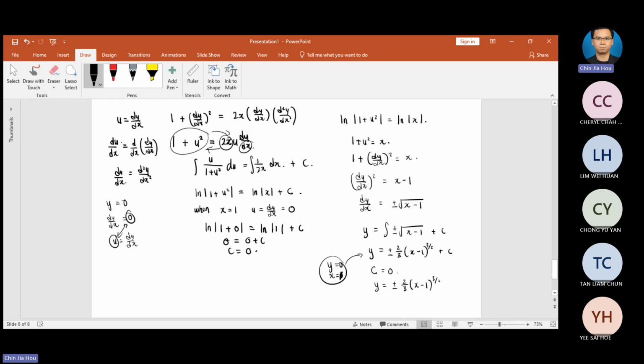That's why we continue to solve it by substituting u equals dy dx into the equation, write it as dy dx and integrate it, so that we get the ultimate solution of y equals something. That's the whole purpose.